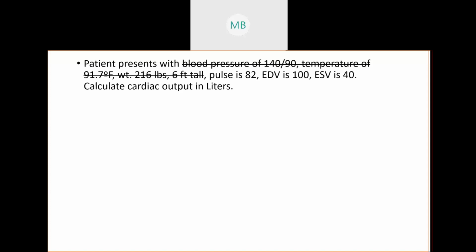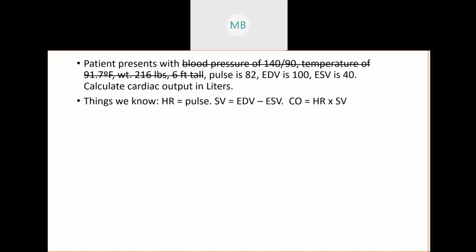So you were asked for cardiac output. We know you're going to need your EDV and your ESV, and other stuff for your pulse. Other stuff we also know: we know that your heart rate is your pulse, right? So we have the heart rate already. That was given to us with our vitals.